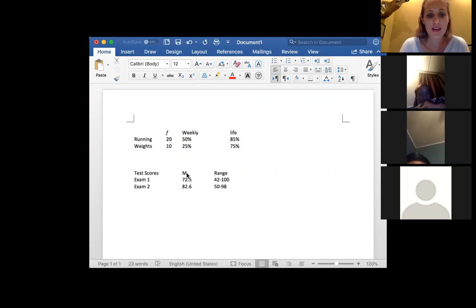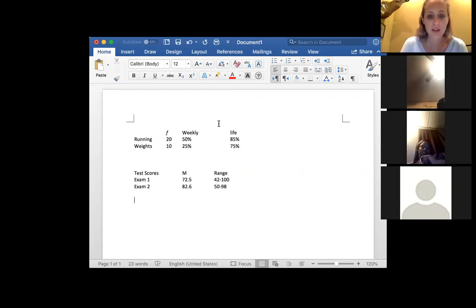Okay. The average on exam 1 would have been 72.5. Okay. What does the range mean? So from the lowest score to the highest, right? Yep. So it means on exam 1, someone made a 42, and somebody made 100. Doesn't tell you what the standard deviation is or anything like that, right? It just tells you that. Okay. Right.